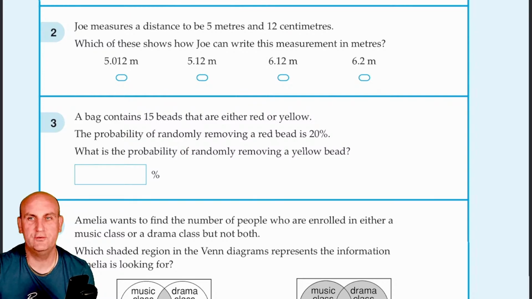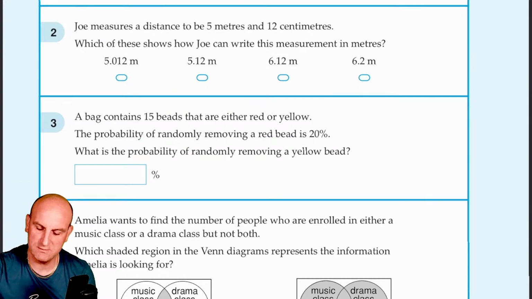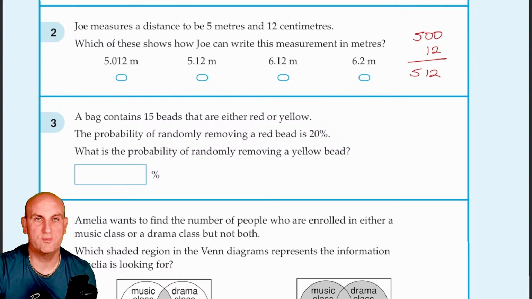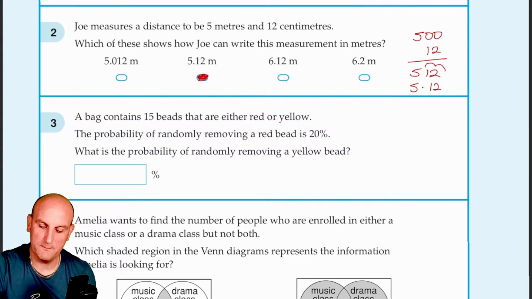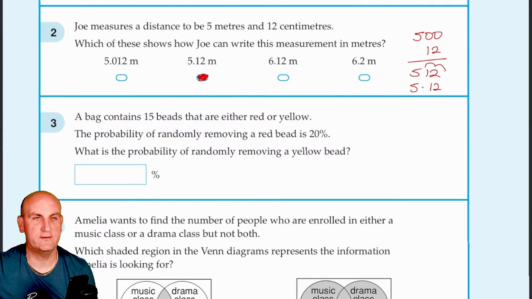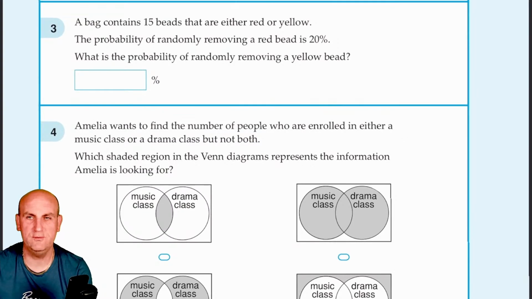Question 2. Joe measures a distance to be 5 meters and 12 centimeters. Which of the following shows how Joe can write this measurement in meters? Well, we've got 5 meters, which is 500 centimeters. I've got 12 centimeters, which makes 512 centimeters, but it wants it in meters. How do we do that? Generally speaking, we would divide that by 100. So 5.12. So 5.12 meters would give me B as my correct answer. Whoa, storming through this, Norman.